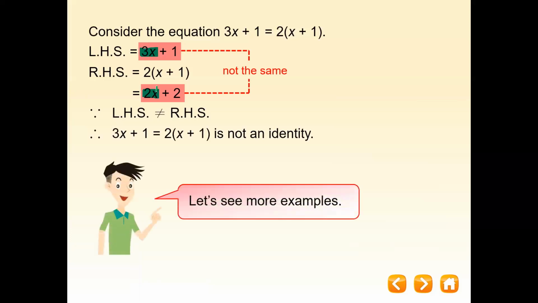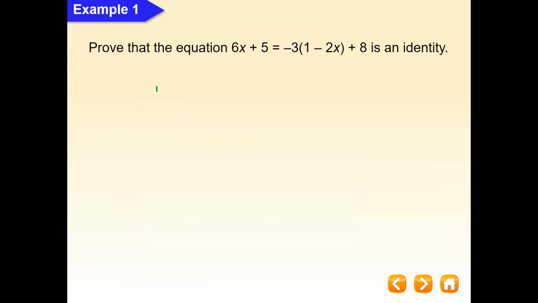Let's see more examples. Example 1. Prove that the equation 6x + 5 = -3(1 - 2x) + 8 is an identity. Left-hand side equals 6x + 5. Right-hand side equals -3(1 - 2x) + 8.